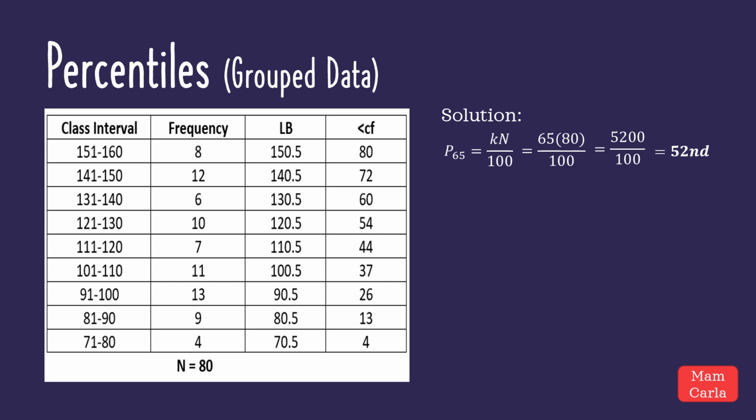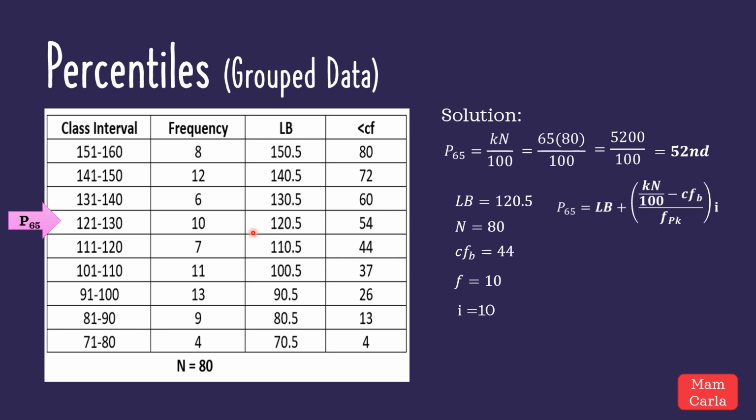So we are going to locate the 52nd score in the given distribution, and that one belongs to the 121 to 130 class interval. In here, we need to mark this as our P sub 65. The lower boundary is 120.5 and n is 80. The cumulative frequency before the P sub 65 class is 44. The frequency of the P sub 65 class is 10. The class size is 10.